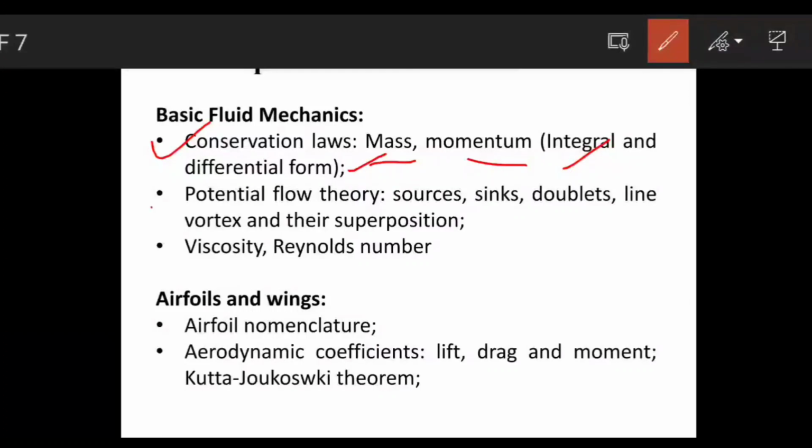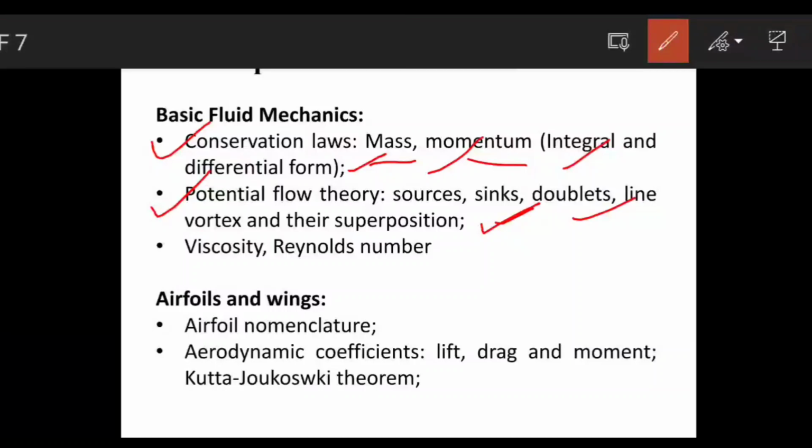And then potential flow, that is very important. In potential flow theory, we learn source, sink, doublet, line vortex and superposition. We learn potential flow theory because we are understanding how lift is generated, and how the flow behaves across different shapes of objects and produces lift. So potential flow is a very important, basic topic in aerodynamics.